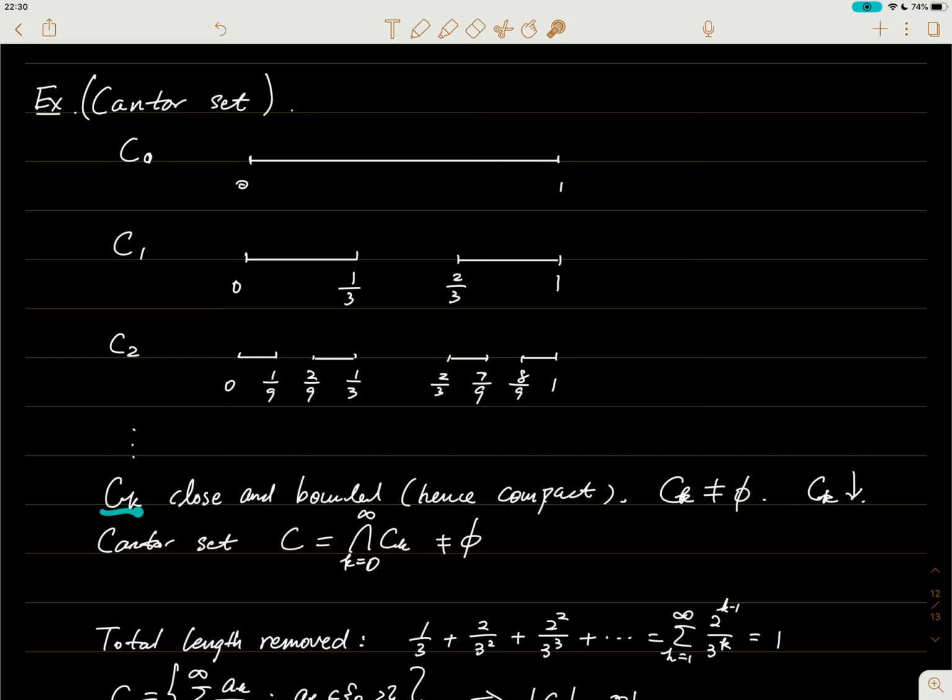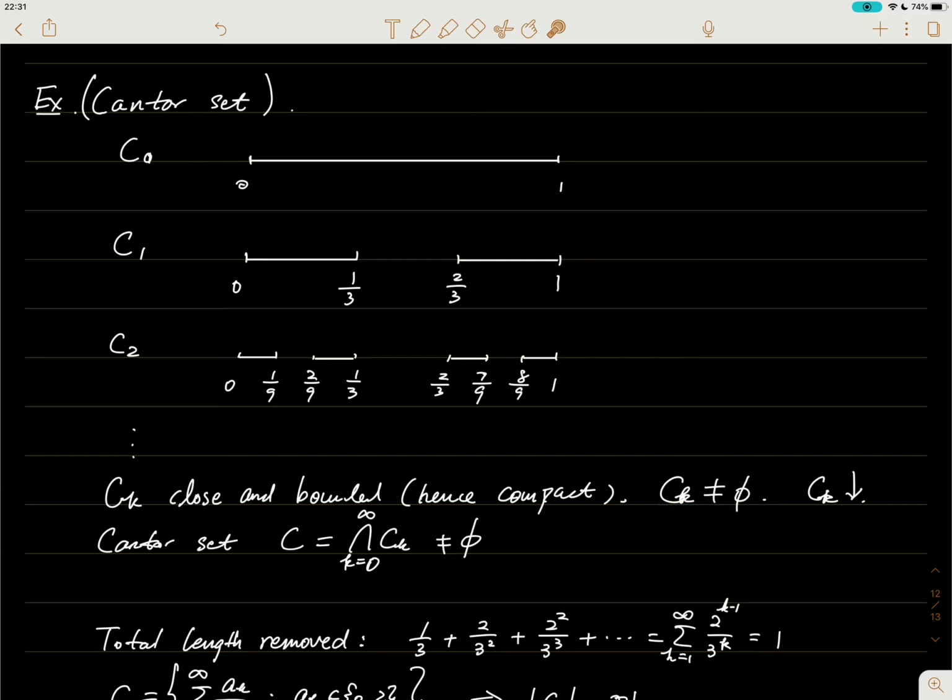Okay, so now you can see for each of these C_k, where k is what happens after the k-th step, each one of them is closed, right? It's just a union of finitely many closed sets, which is still closed, and they are bounded because they are always bounded between 0 and 1. So it's closed and bounded. That means it's compact. That's what we showed before, in Euclidean space, closed and bounded is equivalent to compact. And each one of them is non-empty, right? No matter when you stop, you always have some points left.